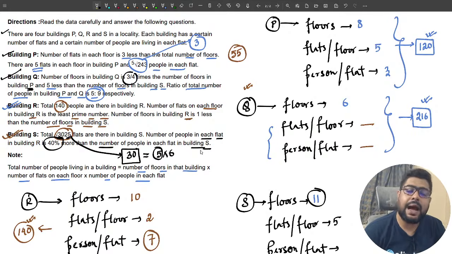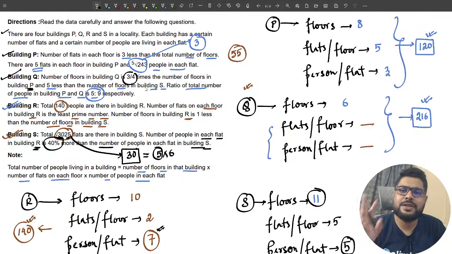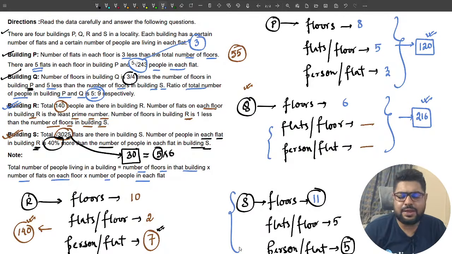Acha, in R, sorry. So in R, this 7 is 40% more than whatever is in S. Sir, it's very evidently 5, because 40% of 5 is 2, and 5 plus 2 is 7. It's very, very simple. Just by looking at the values, if you know numbers, you'll say, that was very simple. Now total, let's calculate.